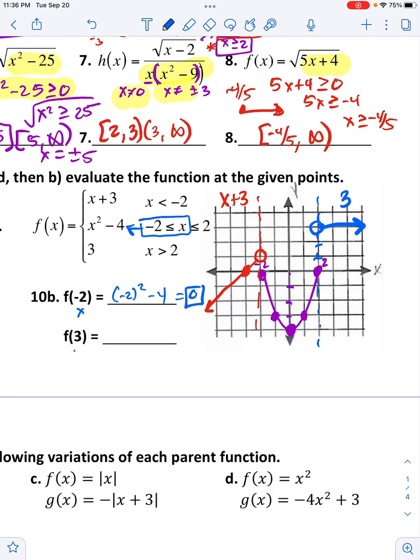In the bottom one, f of 3. What category does 3 go into here? 3 is not less than -2. It's not between -2 and +2. It goes right here. 3 is greater than 2. And when you're in that category, your outcome is always 3.